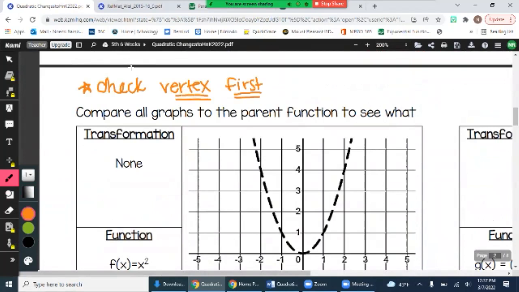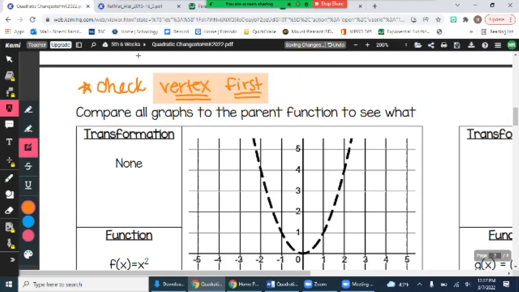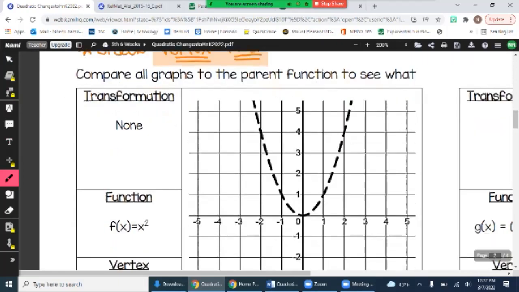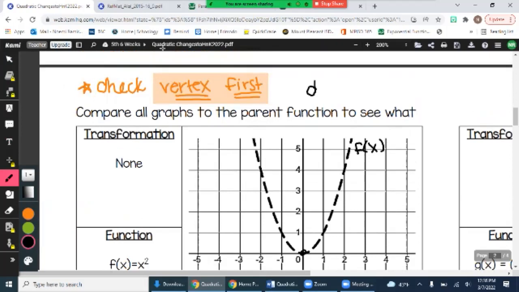Check the vertex first. Knowing where the vertex is will determine how you're going to write your function, whether in standard form or vertex form. This first graph is just an example of the parent function. This is always going to be your f of x. Your parent function will always describe your f of x, where all of the parabolas start, where all of the transformations start. Then you go from there. You try to see what changes happen from dotted to solid, but you always go from dotted to solid.